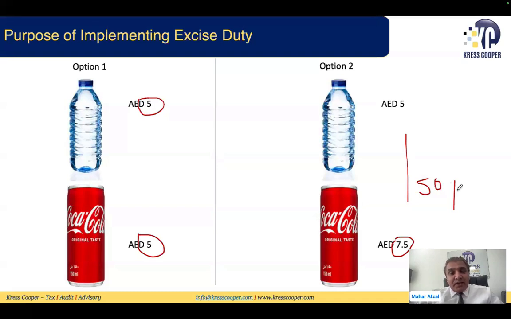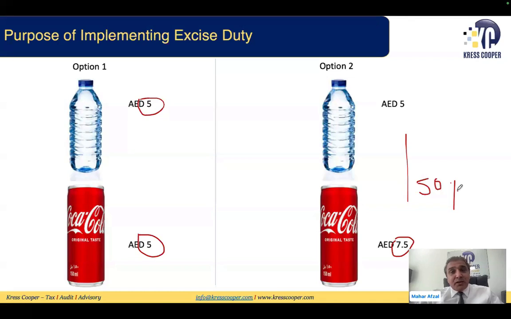This 50% tax is being paid even by the people who are buying the Coca-Cola. They are paying 50% extra tax, which means this is a premium they are paying. This premium, whatever they are paying on a specific product, is called excise duty. Excise duty is applicable on specific products. It is not applicable on all products.